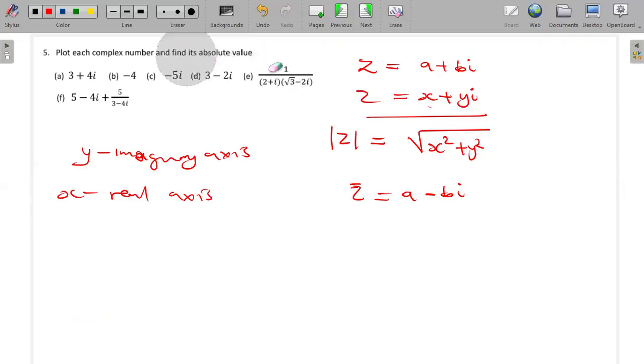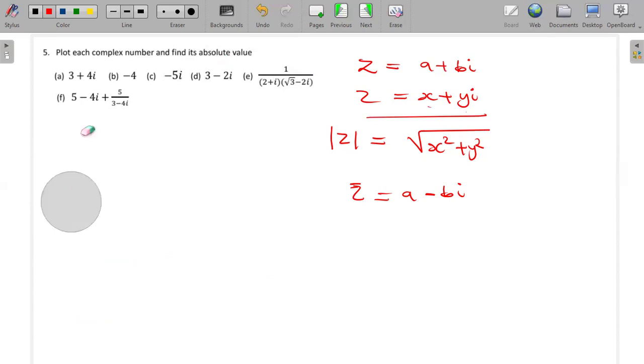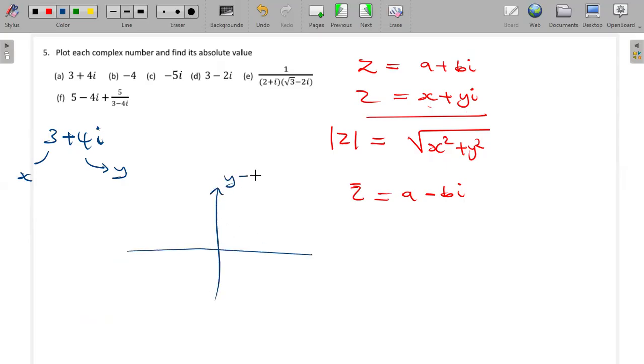Having put this in mind, let's plot and find absolute values. So let's start with the first one. We have 3 plus 4i. Identifying that, our 3, which is the real part, is x, and the 4 there is our y. And you put it like that, where y is the imaginary axis, and your x there is the real axis.